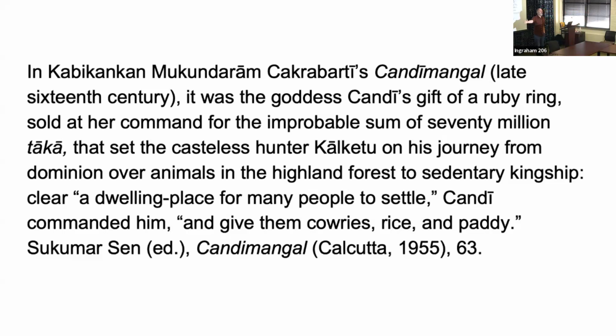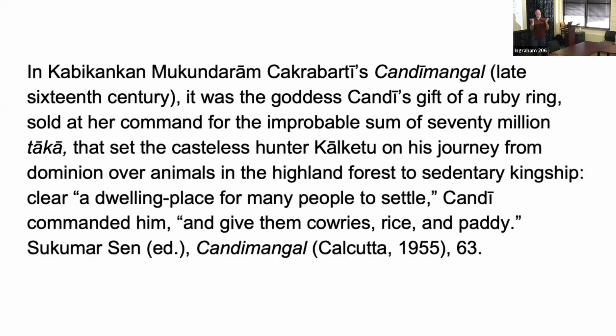This ruby ring is valuable beyond any, it's worth more than actually there are coins in the world at this point in time. It's worth 70 million tanka, which is an unfathomable amount of money. Right? He takes this ruby ring to a money changer, he pawns it, and the money changer goes, this is fake, I'll give you some cowries for it. The goddess turns up and says, don't you cheat him. He's like, okay. So he somehow has 70 million taka lying around, and he gives it to Kalketu.